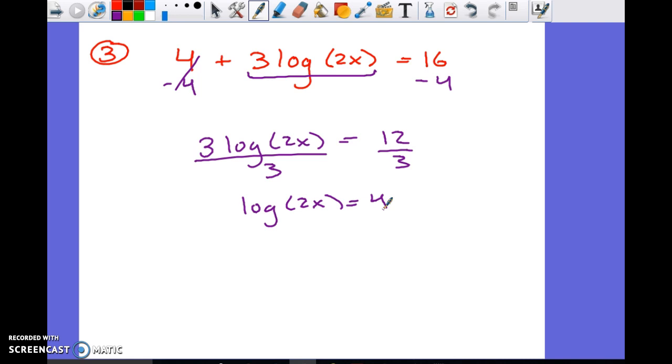And what we're going to do is rewrite it. Remember, even though you don't see a 10 here, you know there's a 10 there. So I'm going to write this as 10 to the 4th equals 2x. 10 to the 4th is going to have 4 zeros, so that's 10,000. And so I'm going to divide that by 2 and get 5,000.